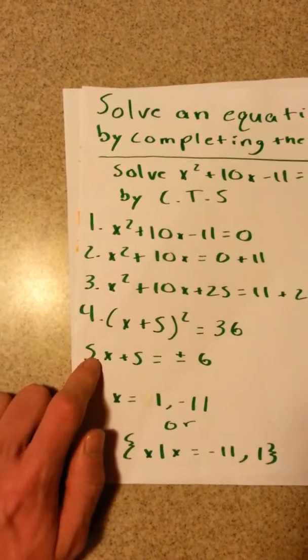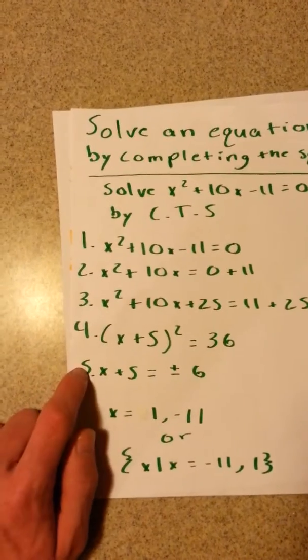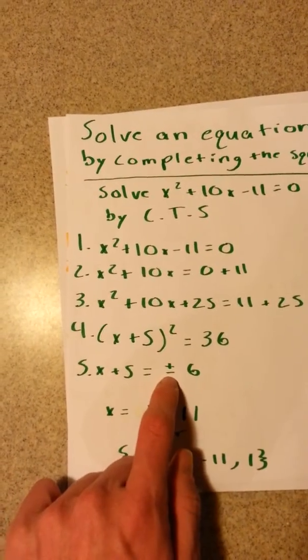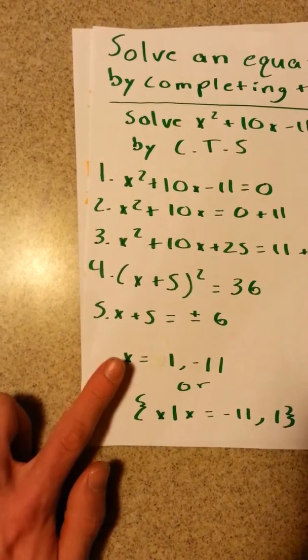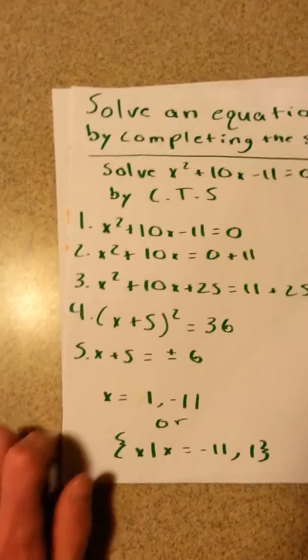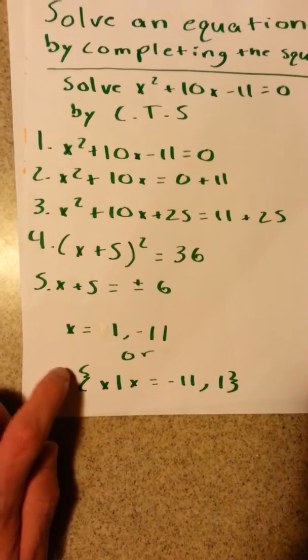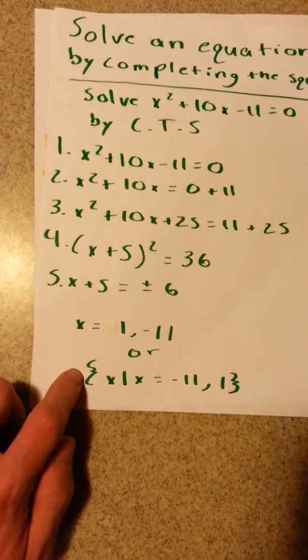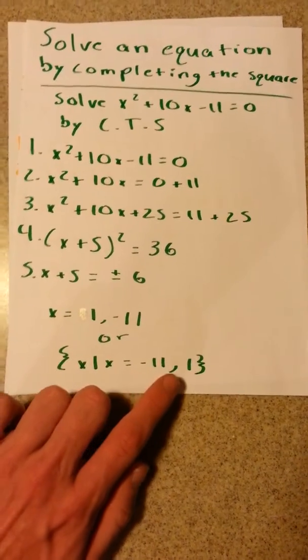Now here, we want to get rid of this pesky little squared, so we're going to square root this side and this side. So we have x plus 5 equals positive or negative 6. Now here, x is then equal to 1 or negative 11. How we found that was by subtracting 5 from positive 6, subtracting 5 from negative 6. Most teachers would like you to write it like this, which reads x such that x is equal to negative 11 or 1.